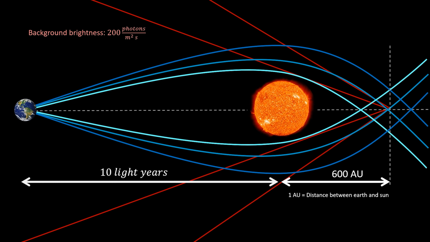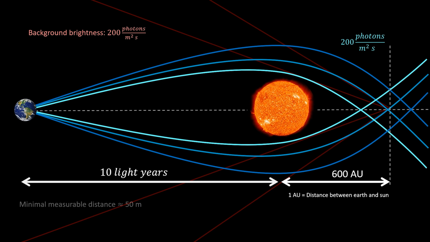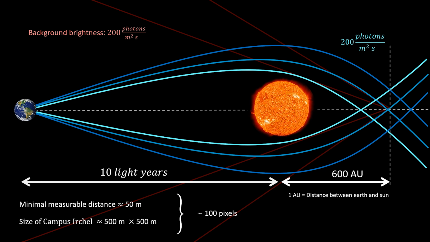The amplified flux that arrives from campus Irchel is as well about 200 photons per meter square per second. That means with a long enough but feasible exposure time, it is possible to measure the radiation of campus Irchel. And we also find that the minimal measurable distance on the exoplanet is about 50 meters. So in the perfect circumstances we assumed, we could even image campus Irchel with about 100 pixels.